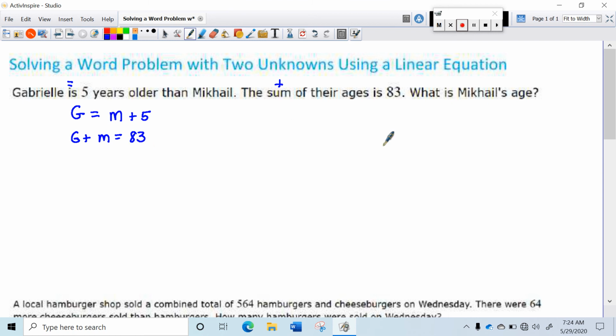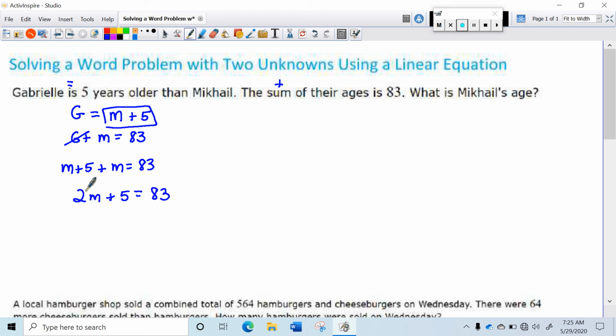What is Mikhail's age? So I want you to notice that the g is by itself in the first equation, so we can actually take whatever it equals and replace it for g in the second equation. So instead of g in the second equation, I'm going to write down what g is, m plus 5. Now the rest of that equation just gets written down. So I have two m's. I have a positive 5 equaling 83.